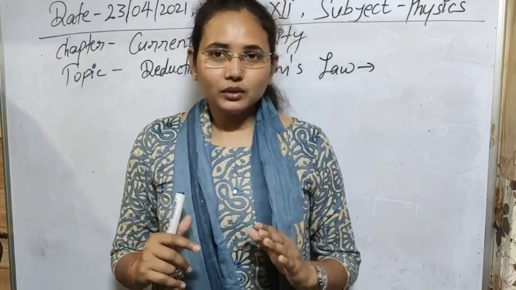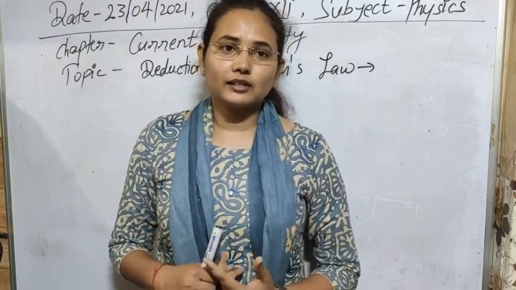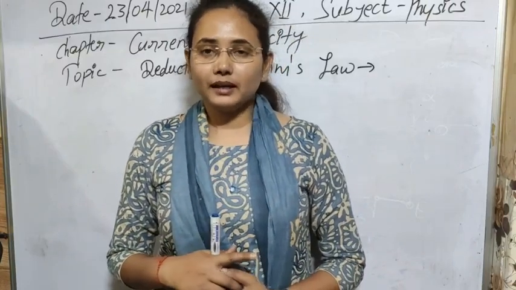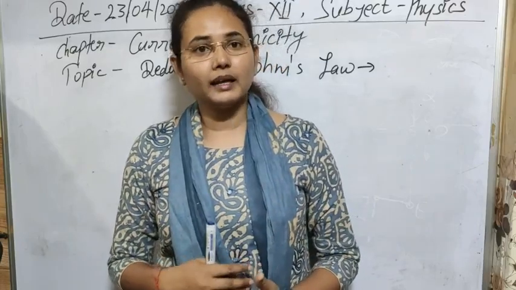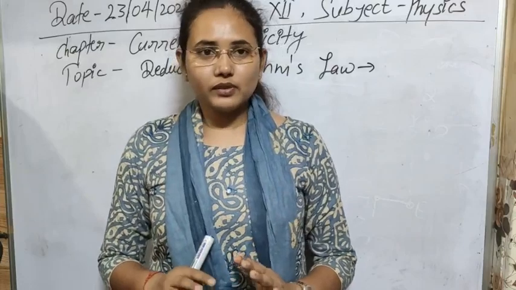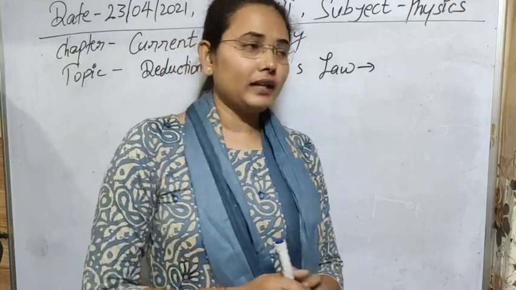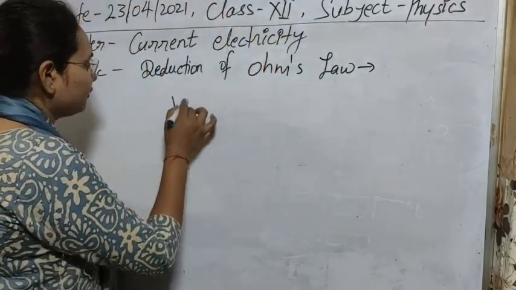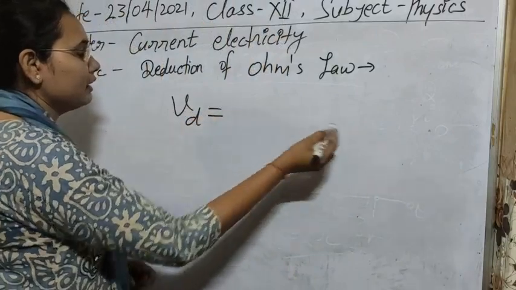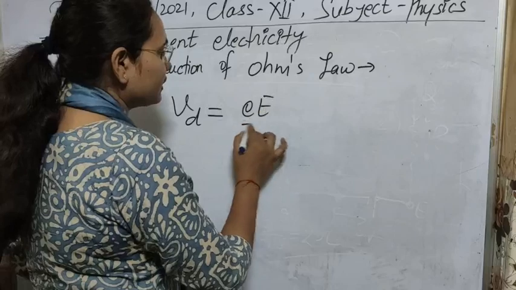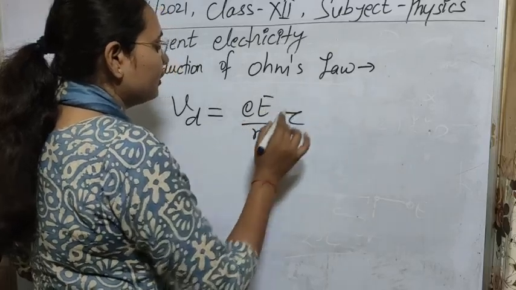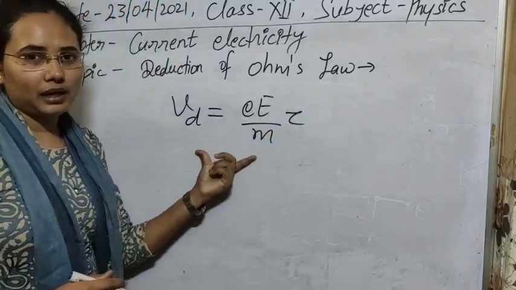So due to the application of an external electric field, current starts to flow, or we obtain current electricity in the conductor. We have already discussed this case, and for it we obtained the value of drift velocity, which was a into tau, where the value of a was eE upon m. I am just taking its magnitude.